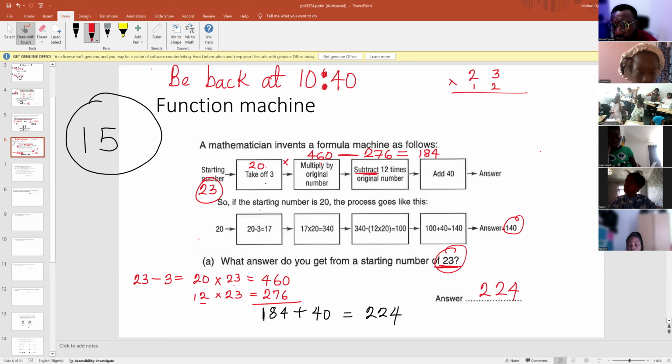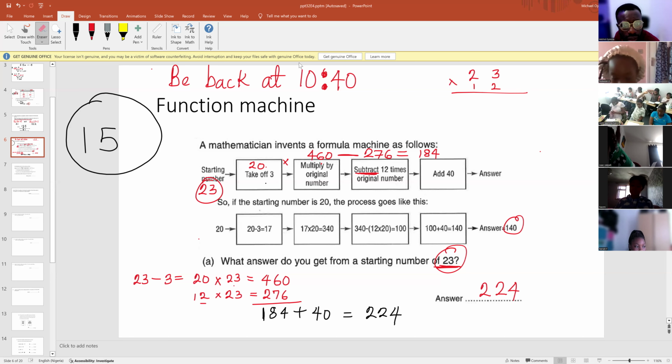I don't understand how you work out the question. I don't understand the last part, multiply the original number and subtract 12 times the original number. I get stuck on that. Oh, but you just said you understood now.